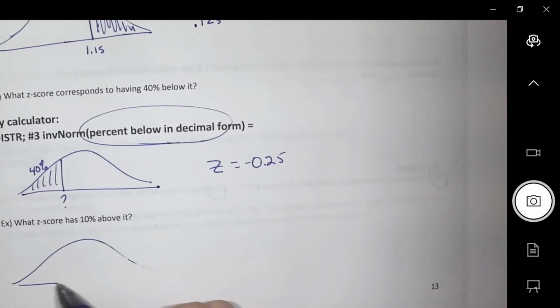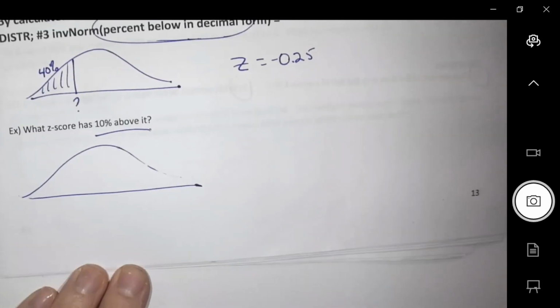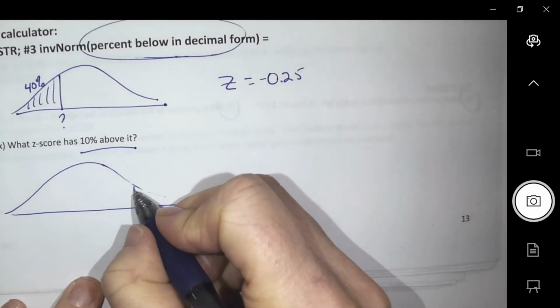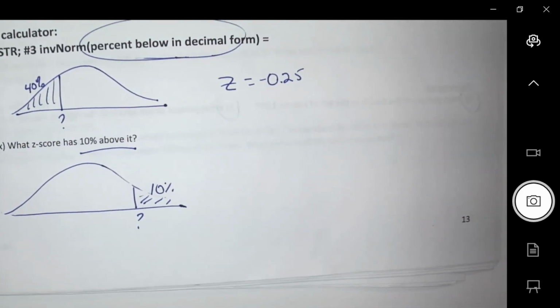Okay, the next question says 10% above. So think about where that would be. 10% of the people are better than you. That's what you've scored on your test. Where are you if 10% scored higher than you? You're here, right? Because you're still better than 90% of the people.